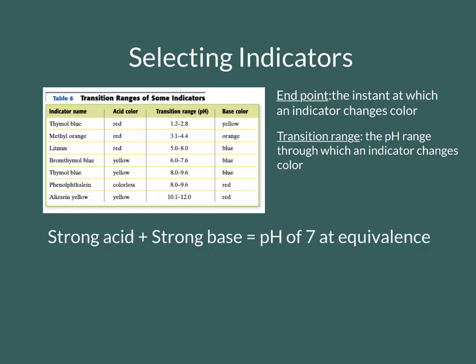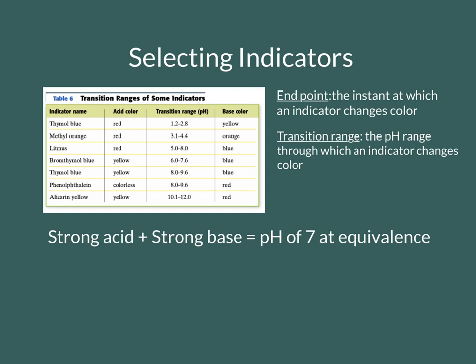When we have a titration with a strong acid and a strong base, our equivalence point is going to be at a pH of 7. So something like bromothymol blue would be an appropriate indicator because it changes color within that range, within the 6 to 7.6 pH range.